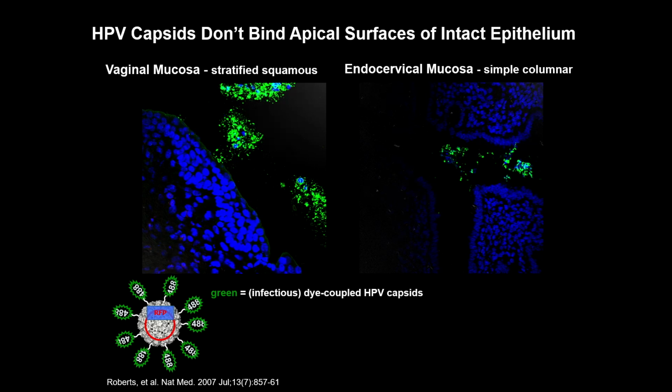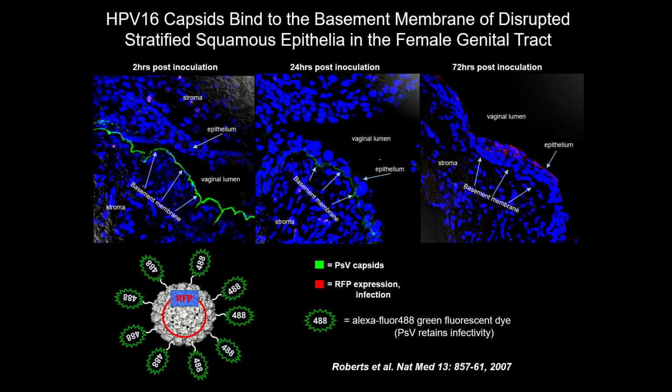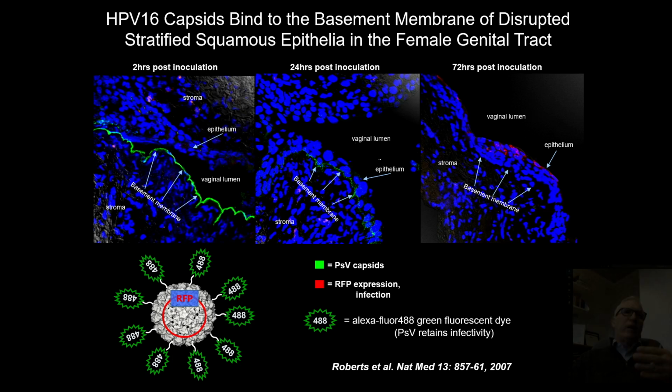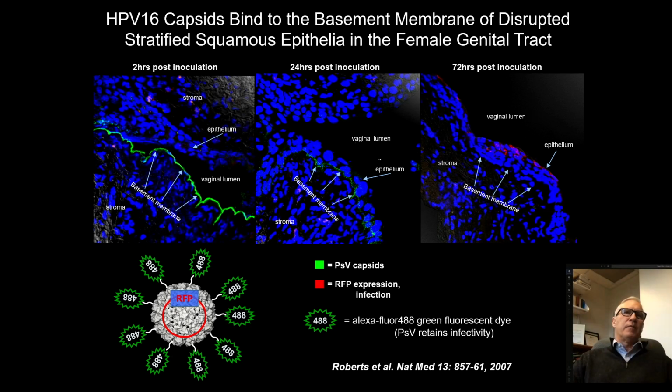Next slide. But it was an amazing observation when we saw this, that as soon as we disrupt the epithelium, immediately we get very strong and only binding to the basement membrane that separates the dermis from the epidermis. And it's only after about 24 hours that, in the middle panel, you can see transfer to the cells. And then at 48 to 72 hours, do we actually see infection?